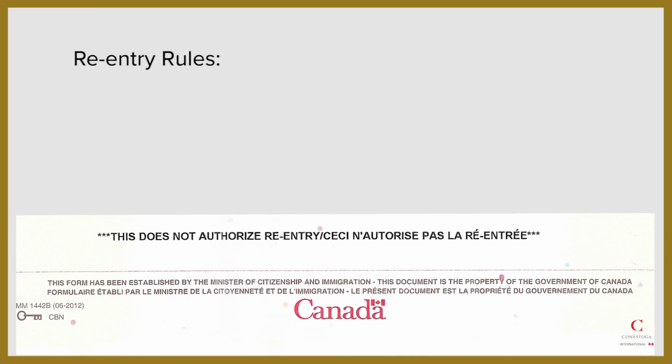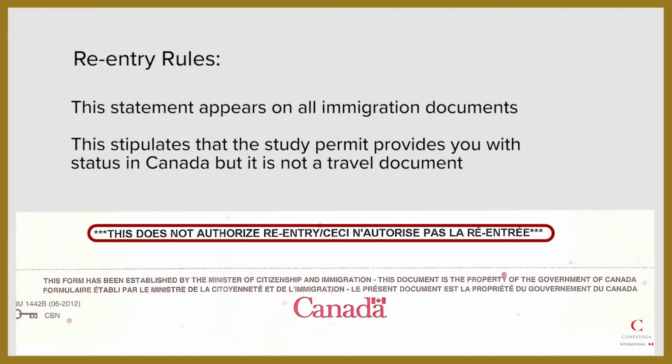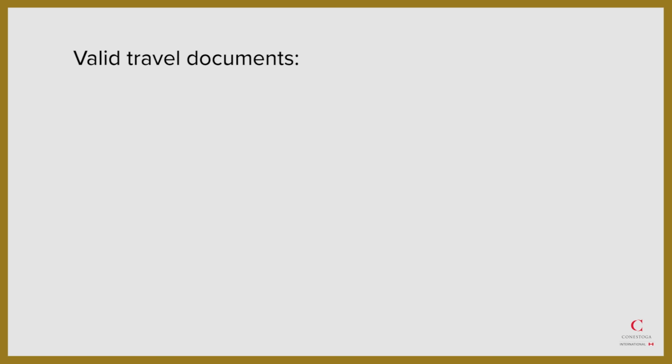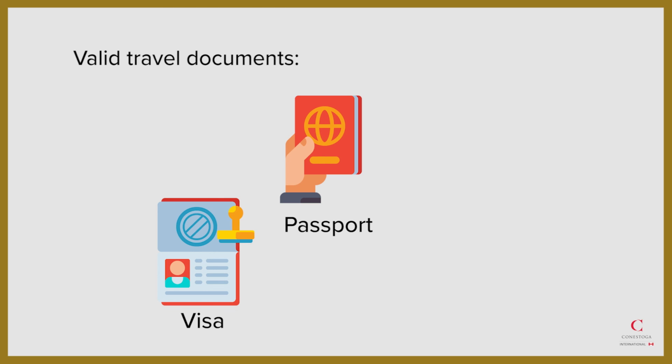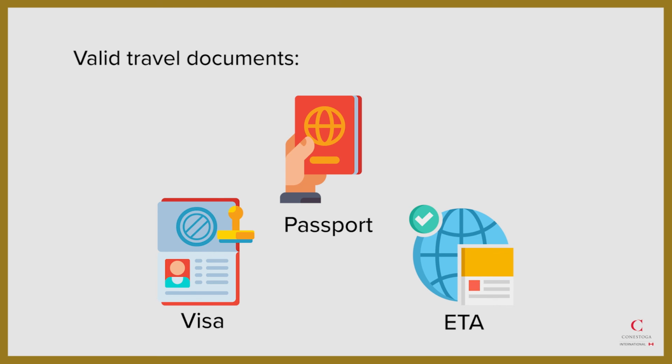Reentry rules. This statement appears on all immigration documents. This stipulates that the study permit provides you with status in Canada, but it is not a travel document. If you leave Canada, you must have valid travel documents, passport and visa, or ETA, to re-enter the country upon your return.